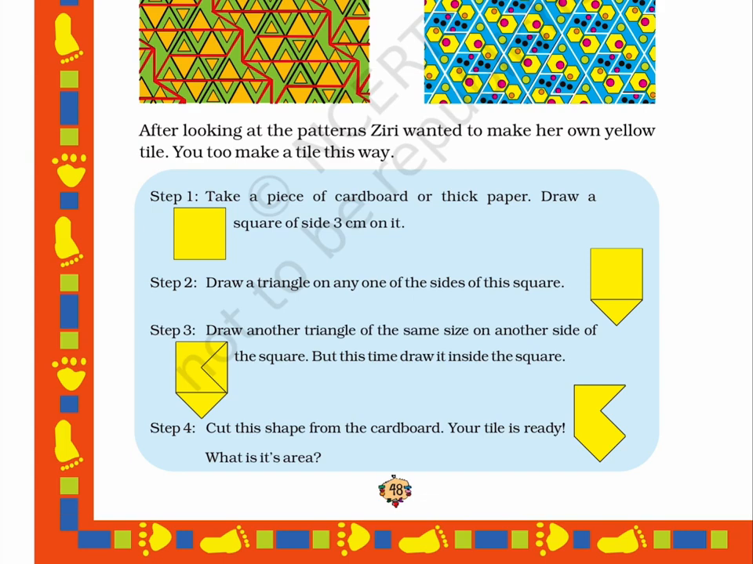Step 1. Take a piece of cardboard or thick paper. Draw a square of side 3 centimeters on it. Step 2. Draw a triangle on any one of the sides of this square. Step 3. Draw another triangle of the same size on another side of the square. But this time, draw it inside the square. Step 4. Cut this shape from the cardboard. Your tile is ready. What is its area?